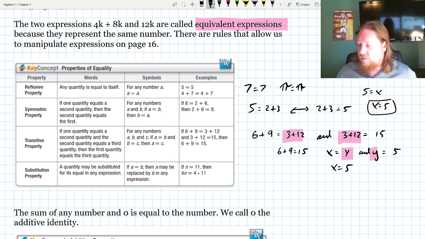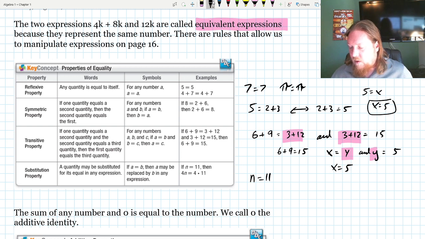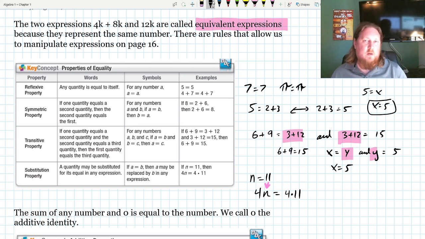Substitution property, you've already used it before. If you know there's a specific value for something, say n equals 11, and you have 4n, then you know that the value of n, 11, can just get plugged in, and it turns into 4 times 11. It's basically just doing what we did in the last example and telling you the rule of why that worked.